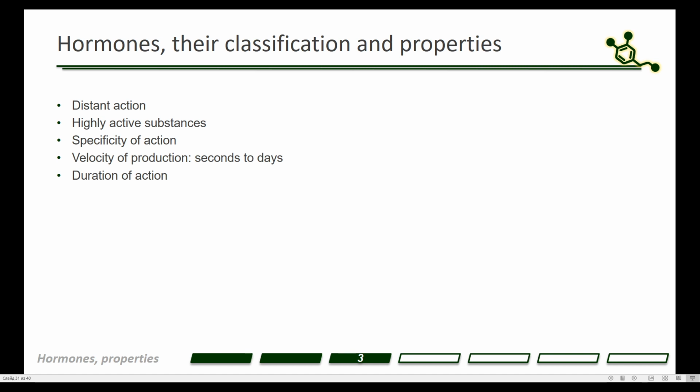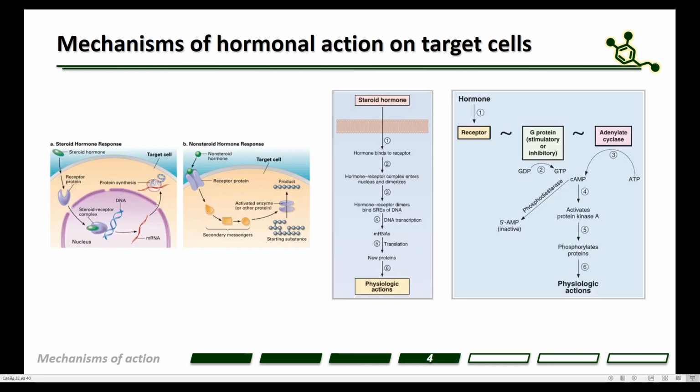The next one is velocity of production. For some hormones it takes seconds, and for some it will be about days. And the last one, duration of action: for how long the action will last. Here also there are different options for different hormones.